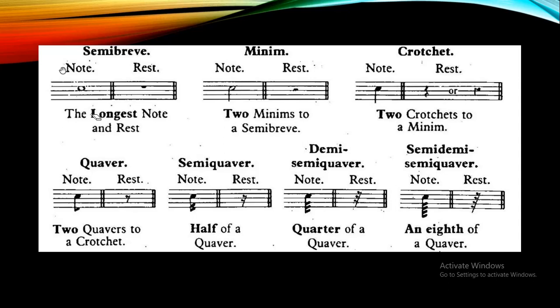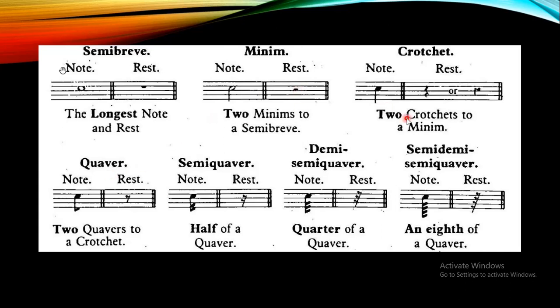Its rest is here, and then we have another one which is a minim. Now you can see the difference between the rest of a semibreve and a minim. The rest of a semibreve is like it's hanging from underneath the line, whereas for the minim, it is lying on the lower line. So that's the difference between the two.